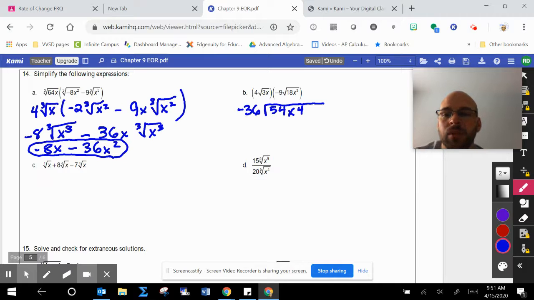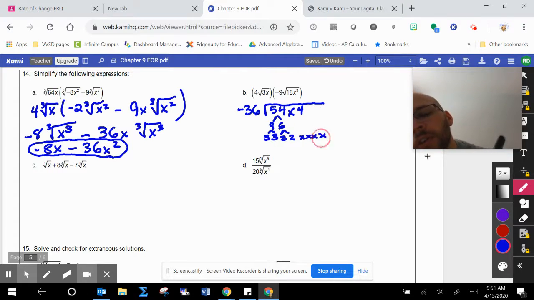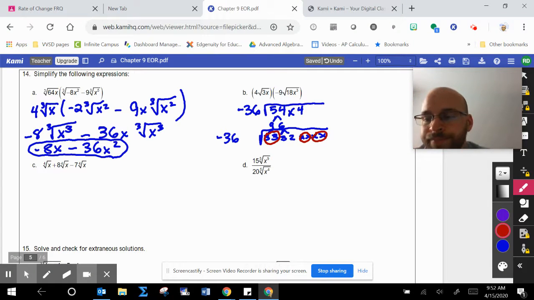So the first step is doing the actual multiplication. The second step is now reducing that radical. If I break this down, 54 is 9 times 6, or 3 times 3, and then 6 is 3 times 2, with 1, 2, 3, 4 x's. Now there's already a -36 on the outside, okay? Now if I reduce this radical, I can take out a group of 3's, and I can take out 2 groups of x's.